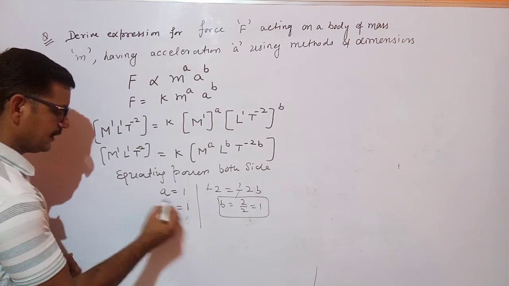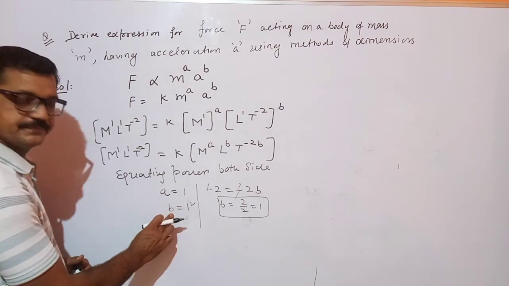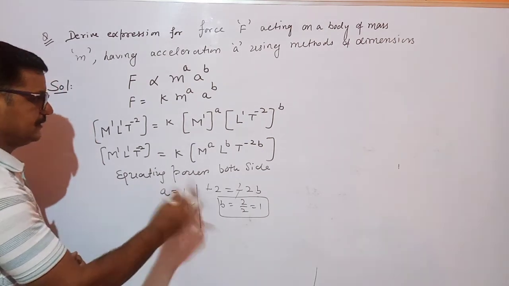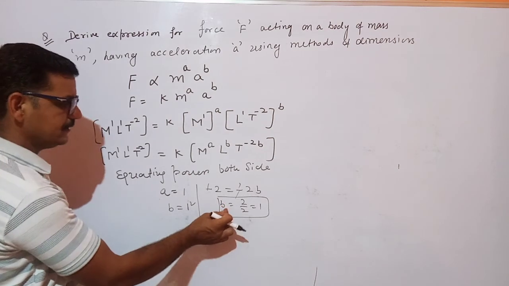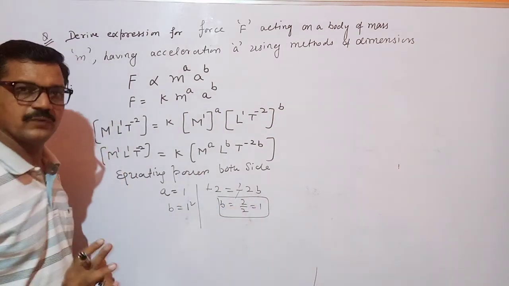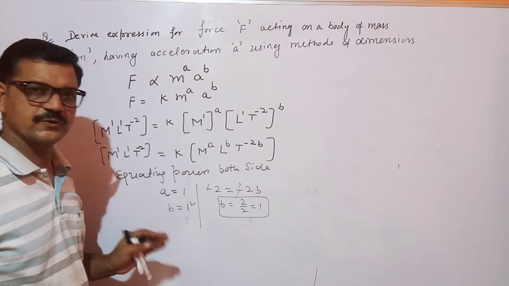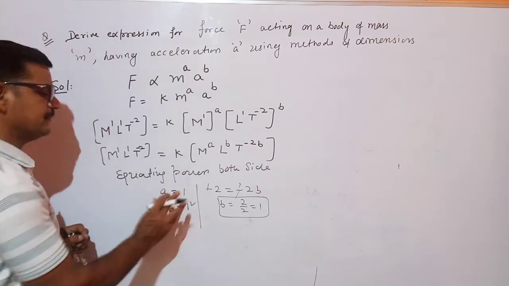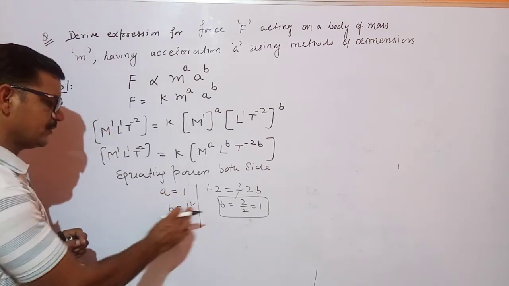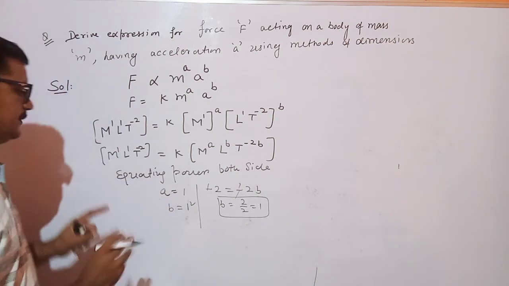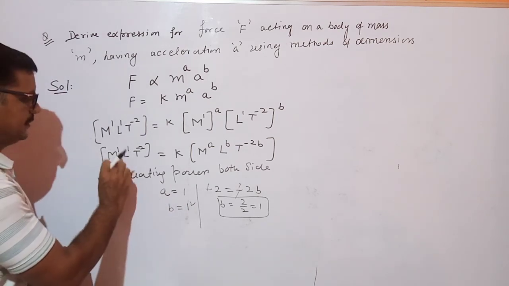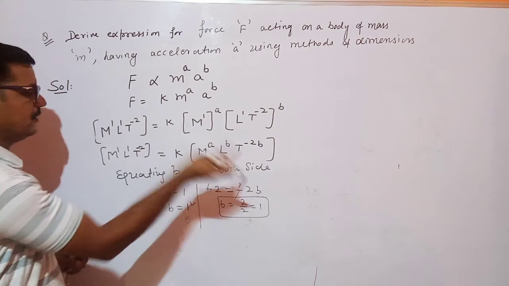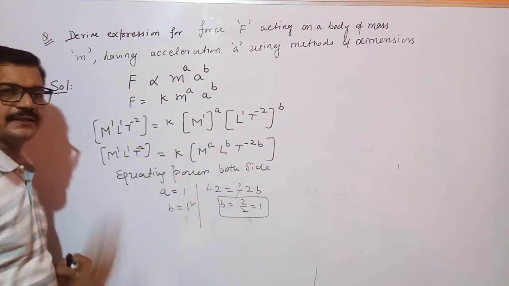We already have calculated the value of b, right? And we also calculated here, that is b is also equal to 1. So there should be no confusion. We need the value of b, that is we got b equal to 1. You can calculate by equating the powers of L or by equating the power of t.